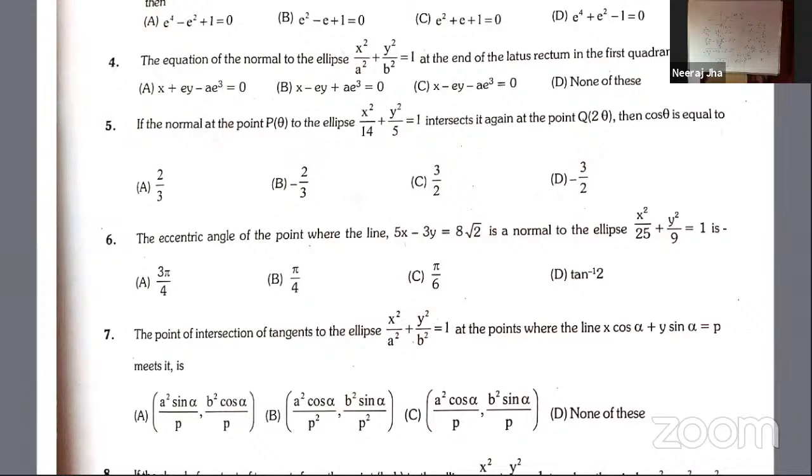Only changes: a square minus b square is equal to a square e square. Replace a square minus b square with a square into e square. You will be getting the result. Any doubt? Replace a square minus b square with a square e square. You'll get the result, whatever has been asked. Any doubt?